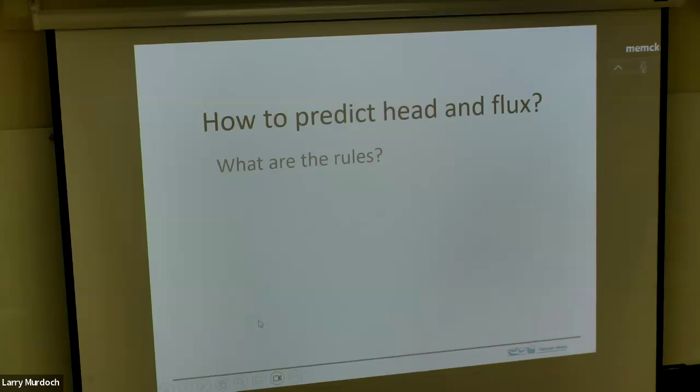Okay, so we want to simulate what the hydraulic head is and what the flux is in that scenario. So in order to do the simulation, we need to have some kind of a governing equation. In order to get that, we're basically going to base that governing equation on rules that we feel have to apply to the problem at hand. So I pose the question here, what are the rules that are going to apply to our problem?